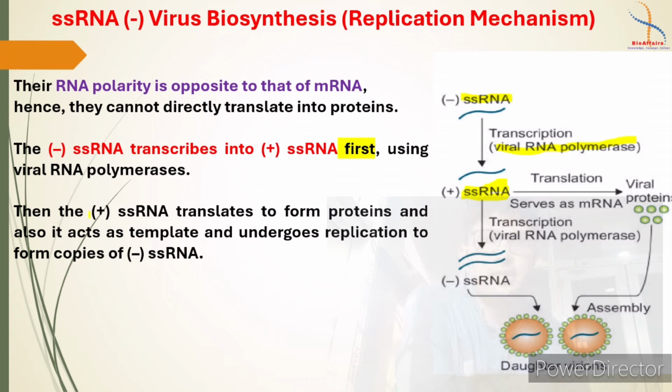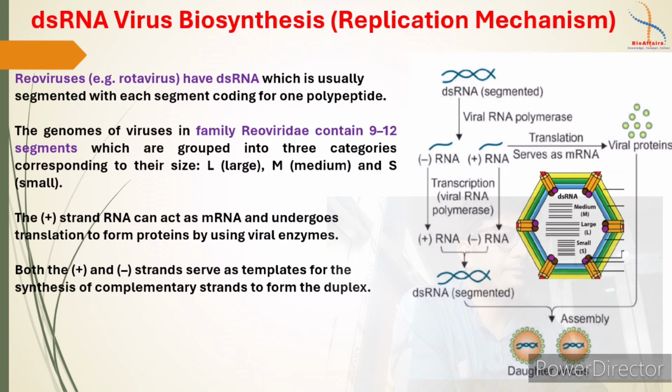Okay, I have written in simple words here also so that you can understand the fact. The positive strand single stranded RNA translates to form proteins, and also it acts as a template and undergoes replication to form more copies of negative single stranded RNA, right? It's easy, you just have to remember the picture here, right? Now this is a little bit complex, that is double stranded RNA viruses.